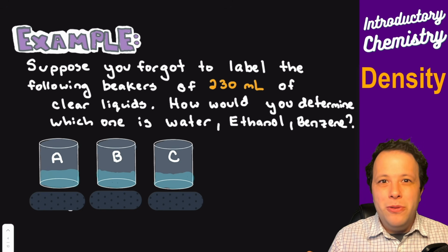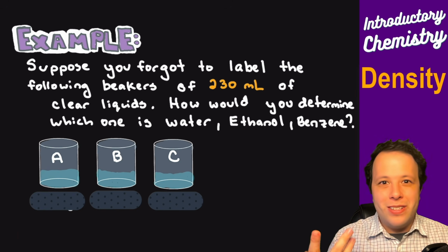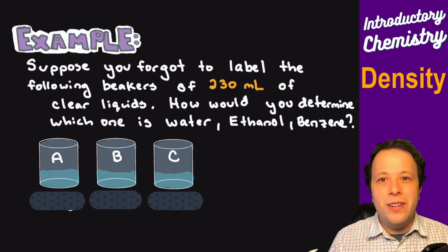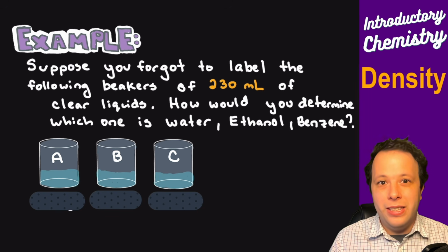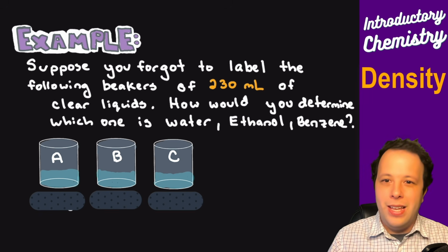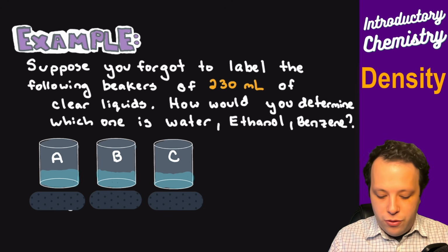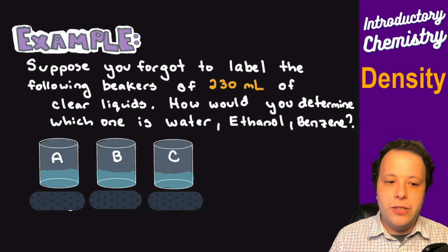So suppose you forgot to label the following beakers. You have 3 beakers. Each one of them has 230 milliliters of a clear liquid in them. How would you determine which one is water, ethanol, and benzene? Well, how could we try to go about that? Let's think about it.